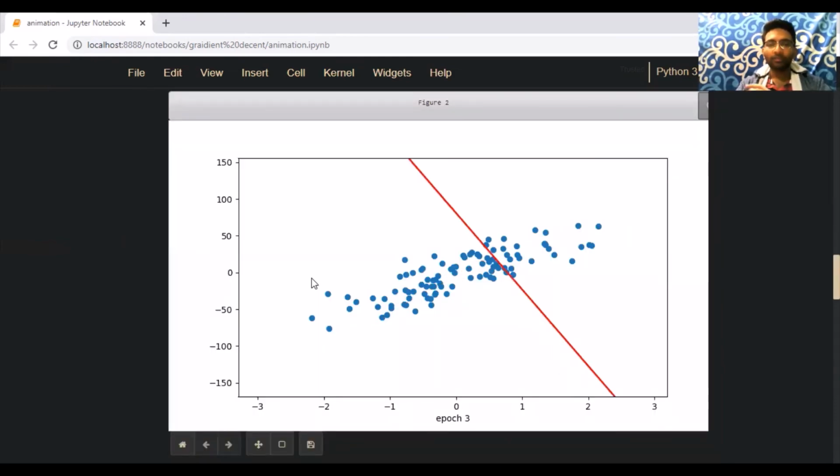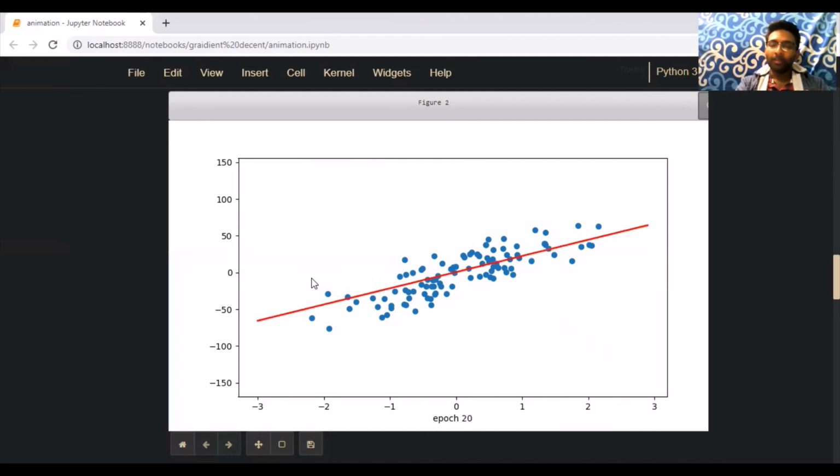So you can see I have just taken a random value of n and m, and by itself it is going to fit the best fit format for this scatter data. Okay, so this is the beauty of the gradient descent. It ultimately finds the best fit line. It reaches the global minima.